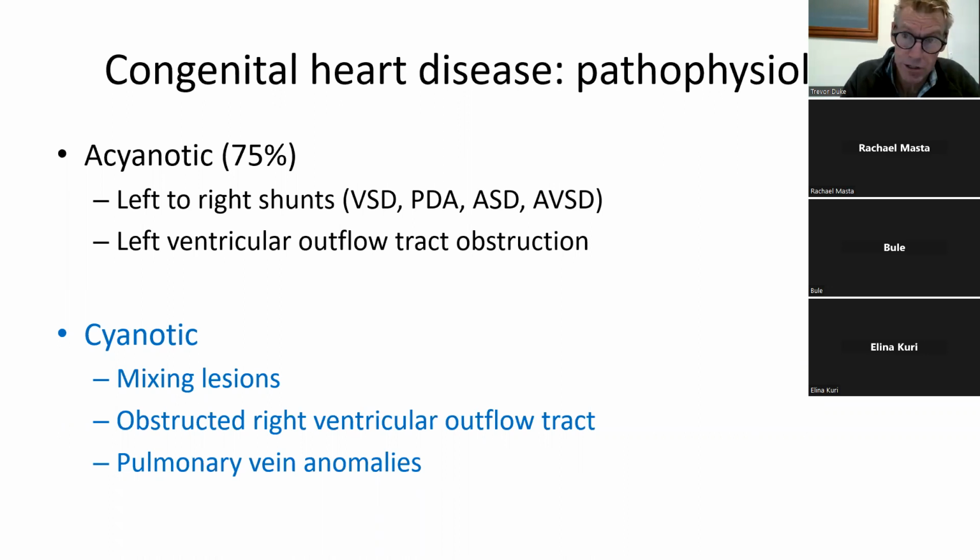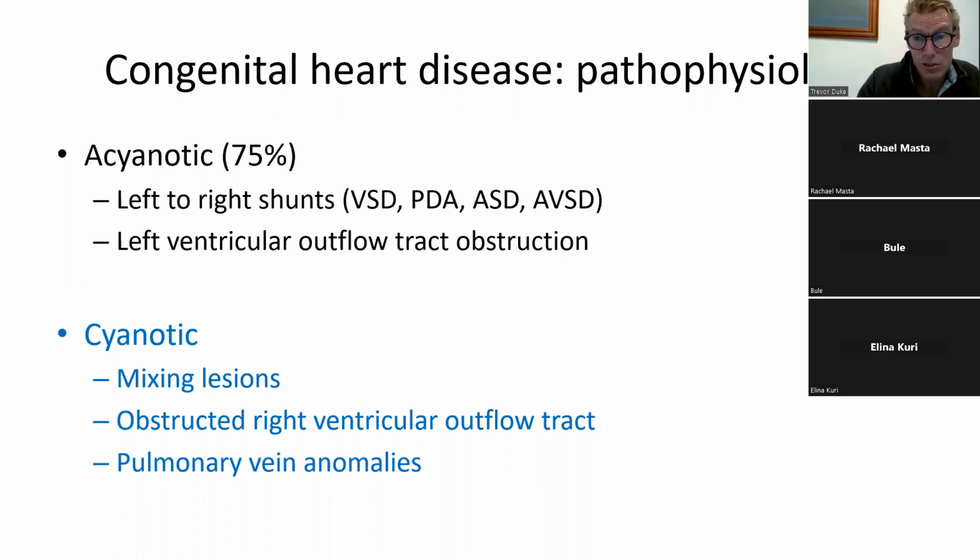But they're all left to right shunts, where the blood is abnormally shunting from the left side of the heart, either the left ventricle to the right ventricle, or the left atrium to the right atrium. And then the second type of acyanotic heart disease are left ventricular outflow tract obstruction. Now, I call them acyanotic because conceptually they're acyanotic. They're just a blockage, a partial or complete, sometimes, blockage to the left ventricular outflow tract.